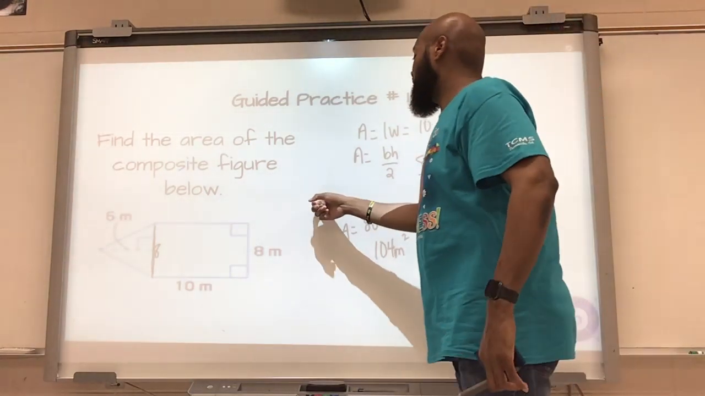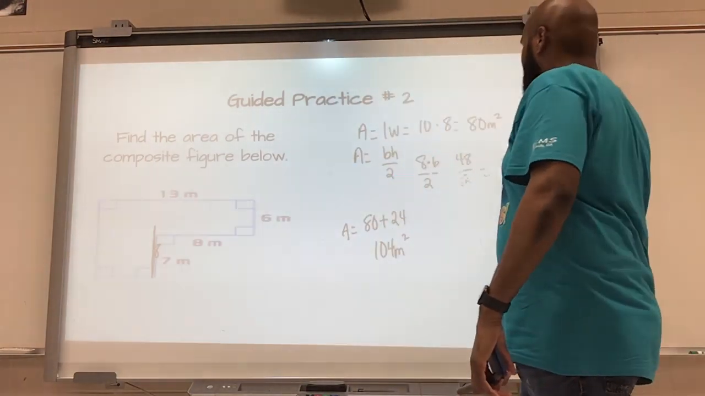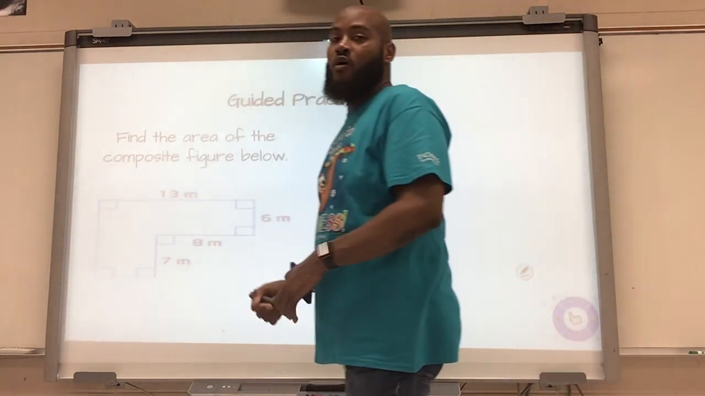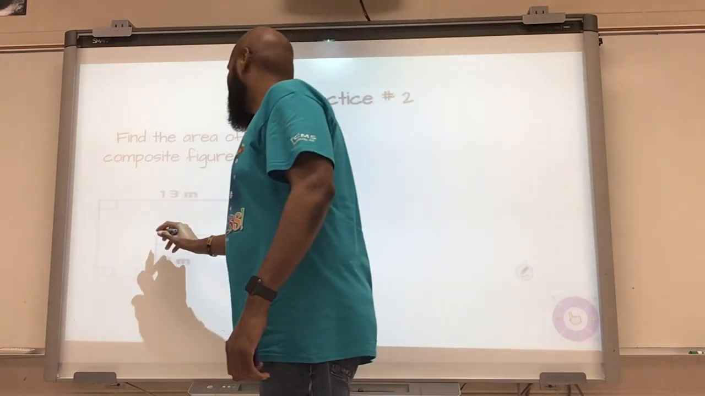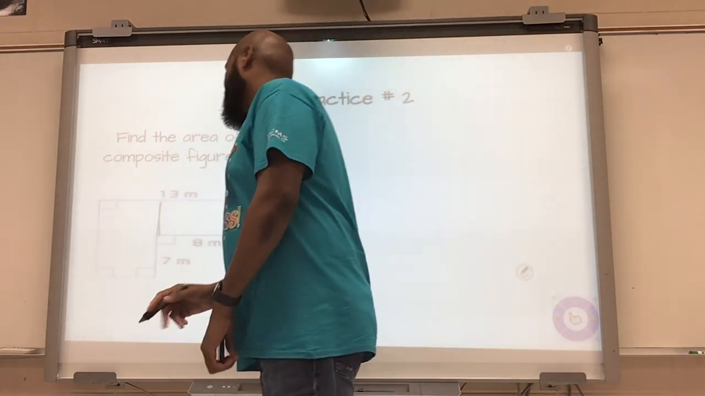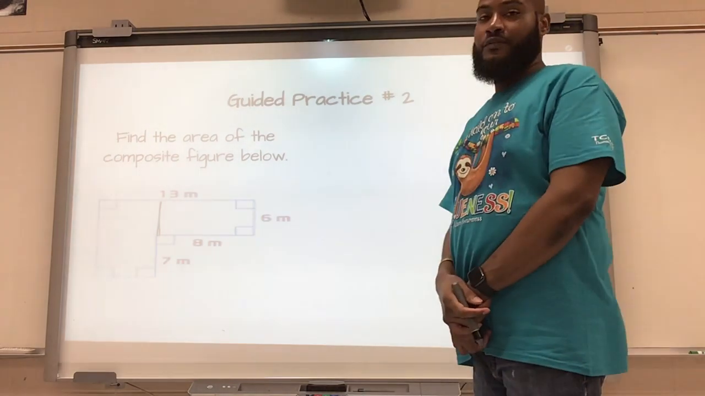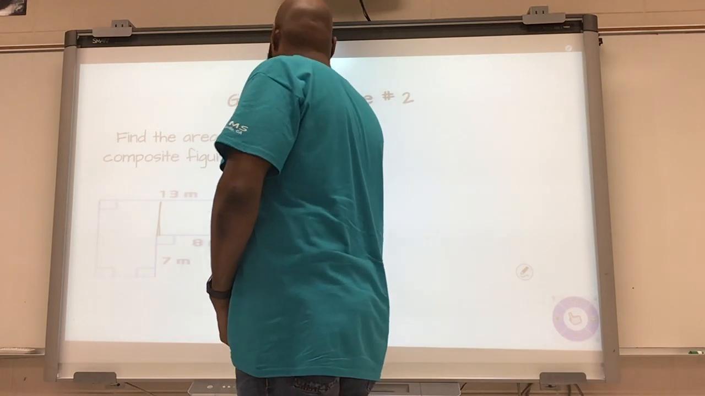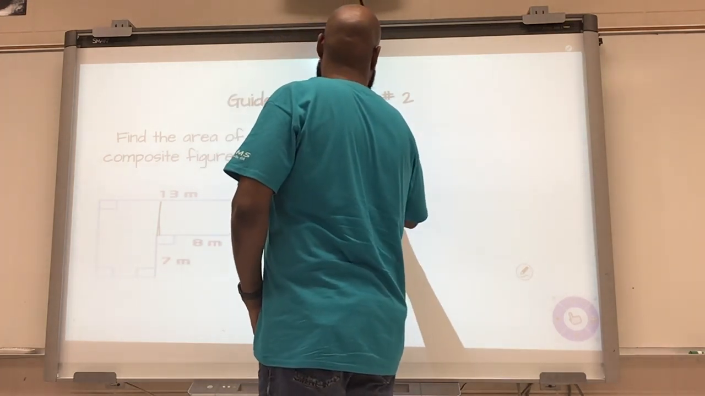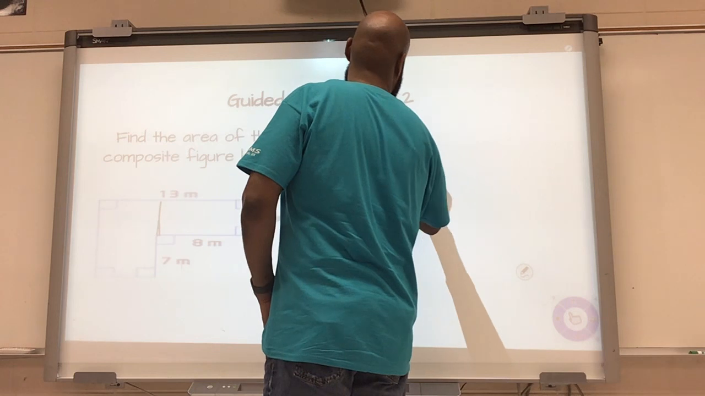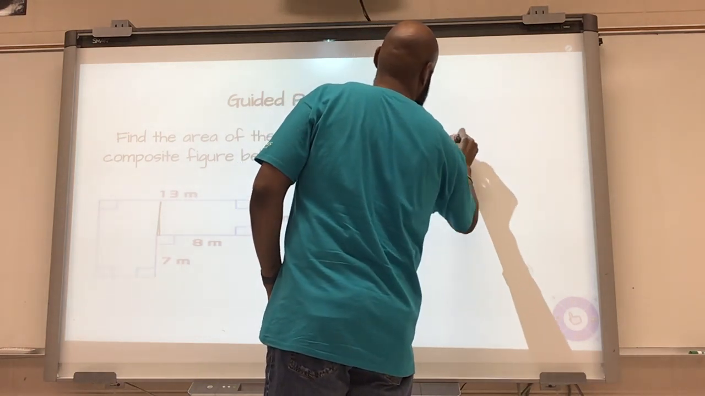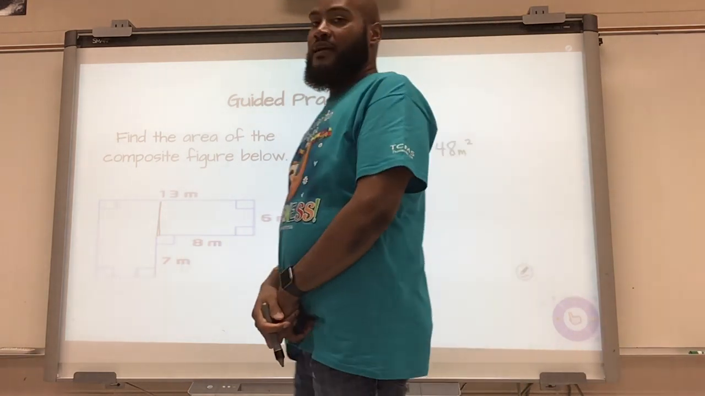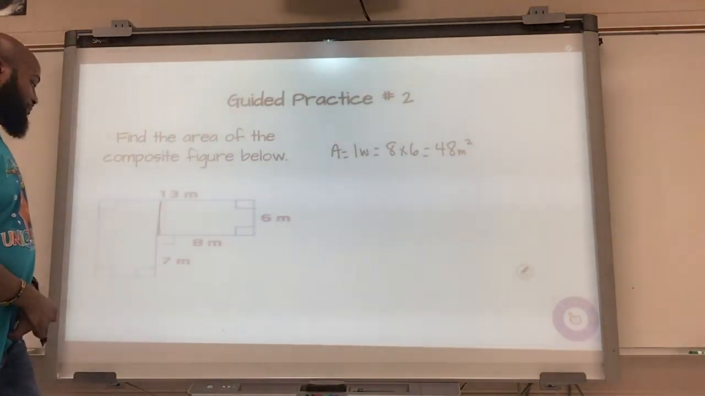All right, on our next guided practice problem, what we would do with this one is we would split it right here. And we will have two rectangles. So to find the area of this rectangle, we will take 8 times 6, which we already know is 48 meters squared. Now this part gets a little bit tricky.